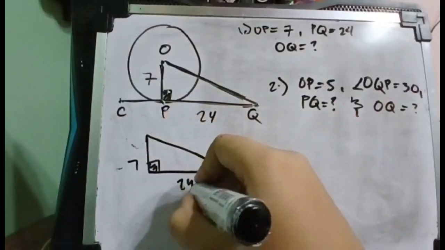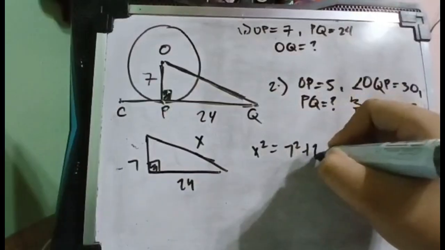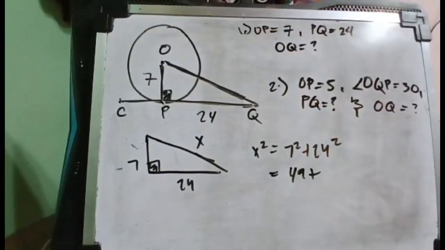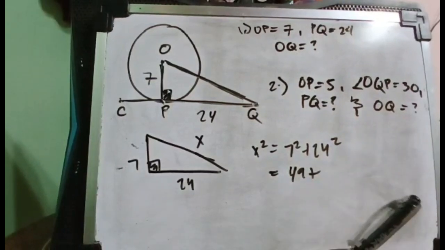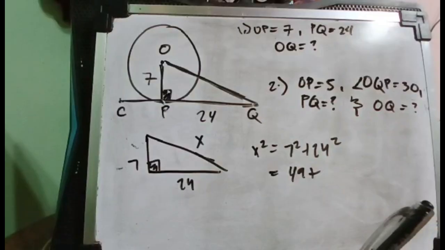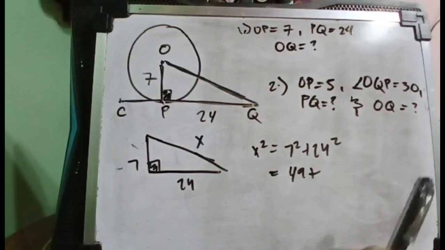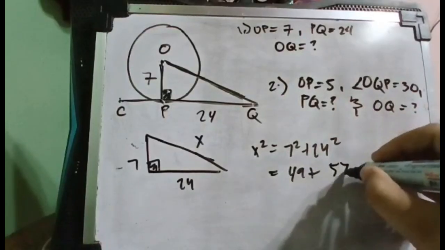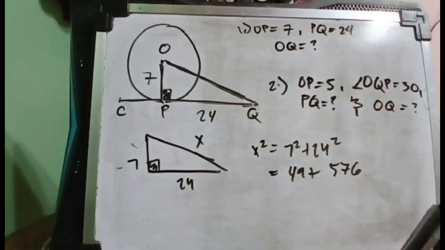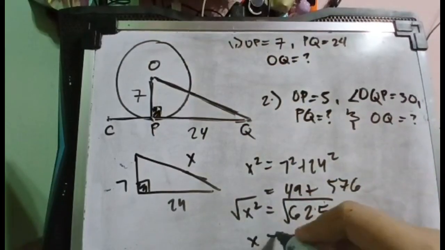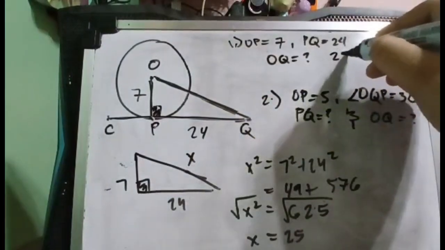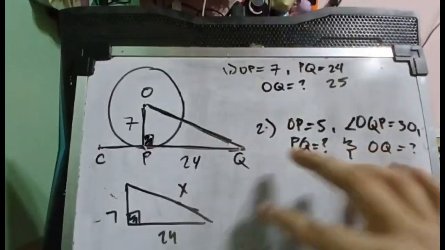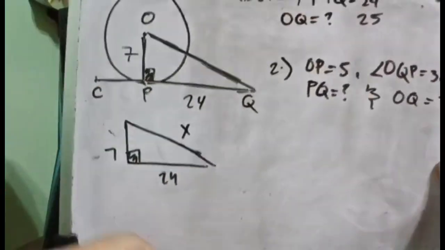So, ito ay 7, 24. So, we're looking for the hypotenuse. So, 7 squared plus 24 squared, it's going to be 49 plus... Ano ng 24 squared? 576. So, 576 plus 49. So, kunin natin yung square root nilang dalawa. So, its x will be 25. So, basically, ang sagot dito is 25 ang ating OQ. Okay? So, don't forget the Pythagorean theorem, ha?